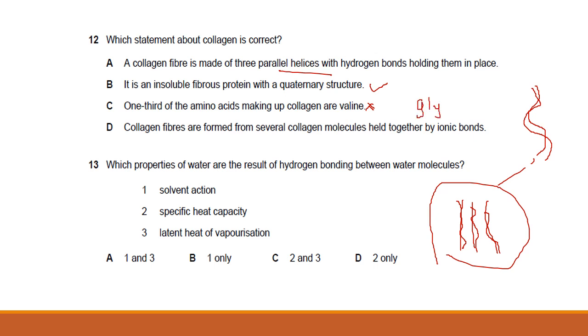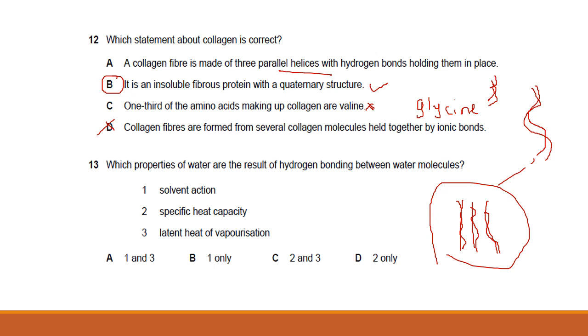glycine is the smallest amino acid. And because it's small, it allows for the helices to form because it's at that point where it bends so that the fibers can come close to each other like that. Collagen fibers are formed from several collagen molecules held together by ionic bonds. That's just a made-up statement. So your answer here is B. All right, let's look at 13.